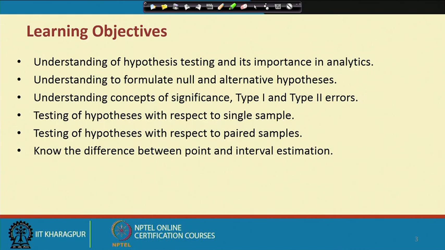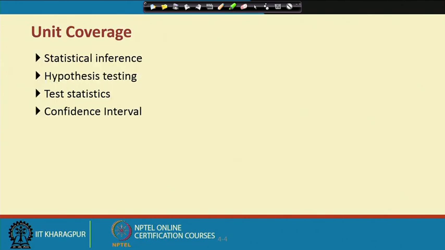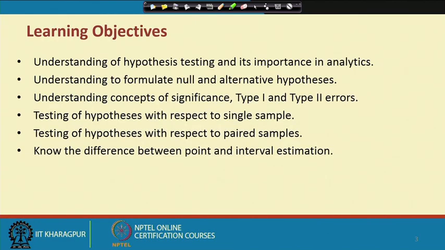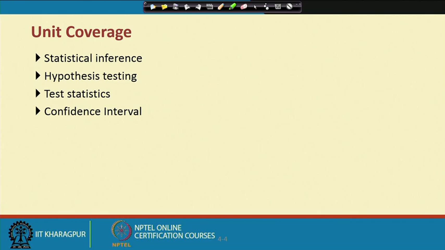Let me highlight the coverage under inferential analytics. Before that, let us start with the objectives behind inferential analytics. In this unit we would like to understand hypothesis testing and its importance in analytics, how to formulate null and alternative hypotheses, the concepts of significance, type 1 and type 2 errors, testing of hypothesis with respect to single samples, testing of hypothesis with respect to paired samples, and the difference between point and interval estimation.